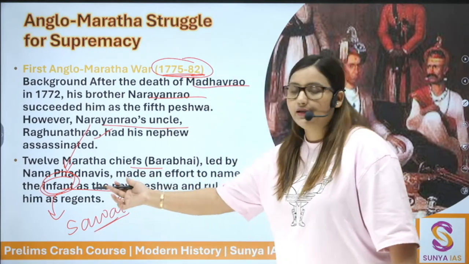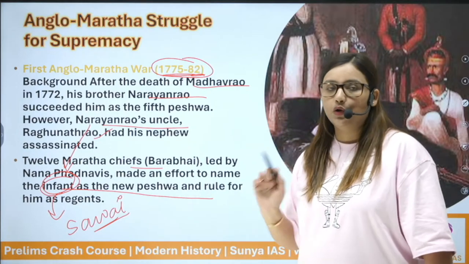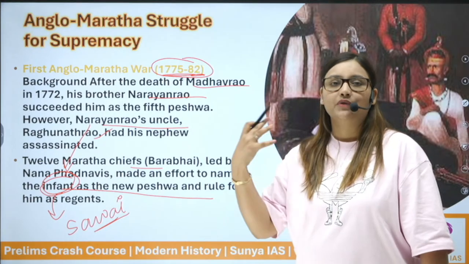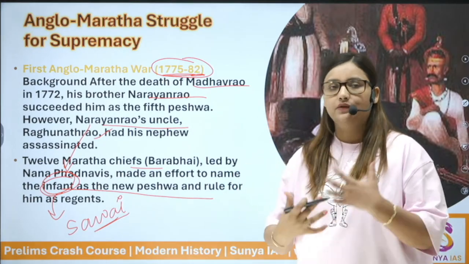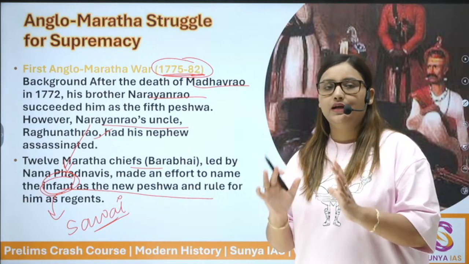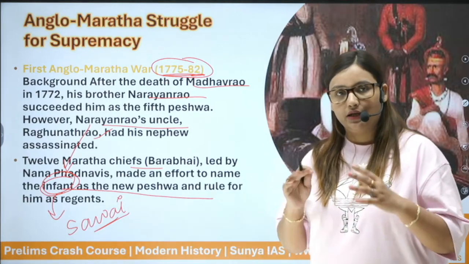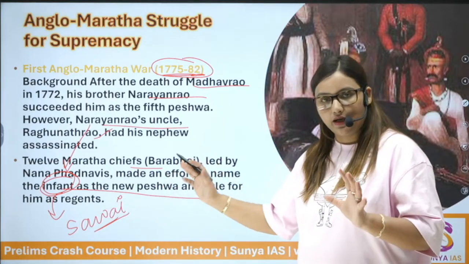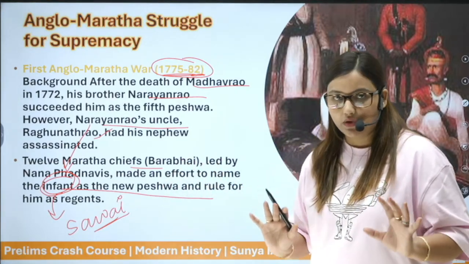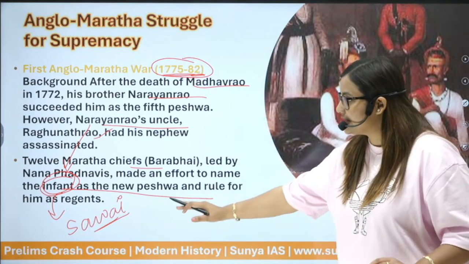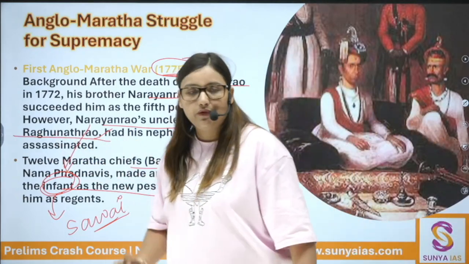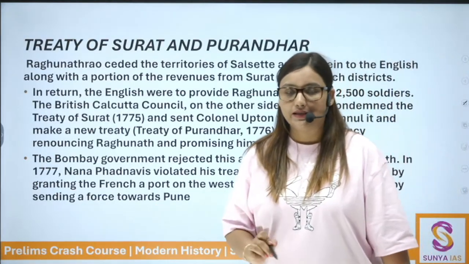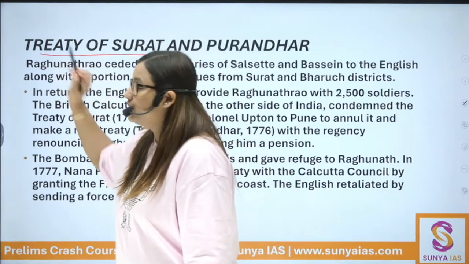So they decided that this infant will be the new Peshwa, and we can rule on behalf of him till he reaches adult age, and once he is mature enough, we will let him sit on the throne. Until that time, Nana Fadnavis with Barabhai, as a regent, can take care of the Peshwa seat. Okay, it was decided. Due to this decision, Raghunath Rao became very upset and furious and went to take help from EIC and signed the Treaty of Surat.